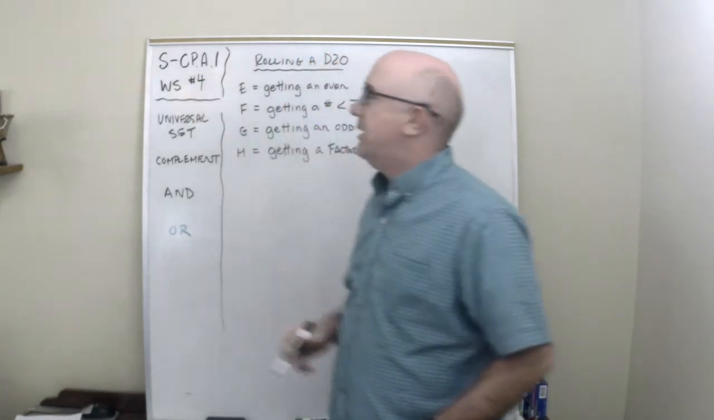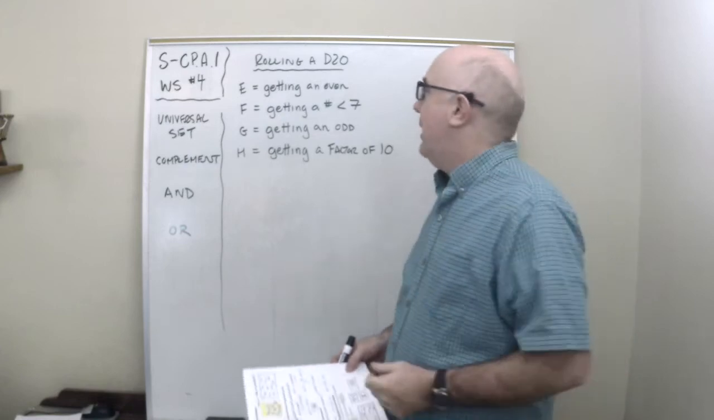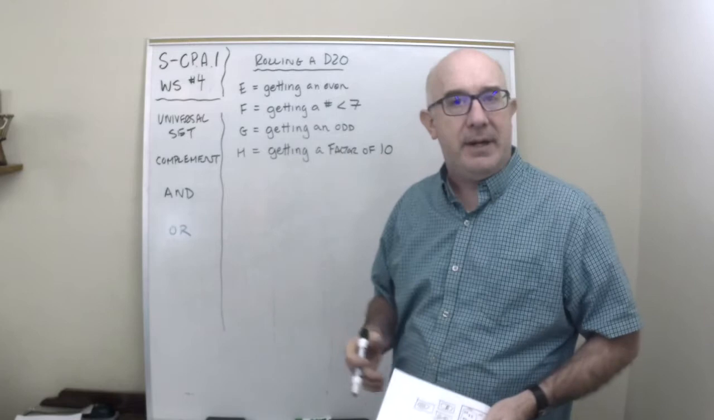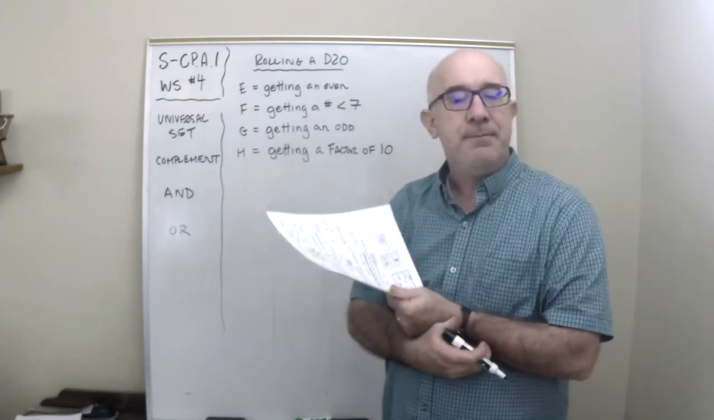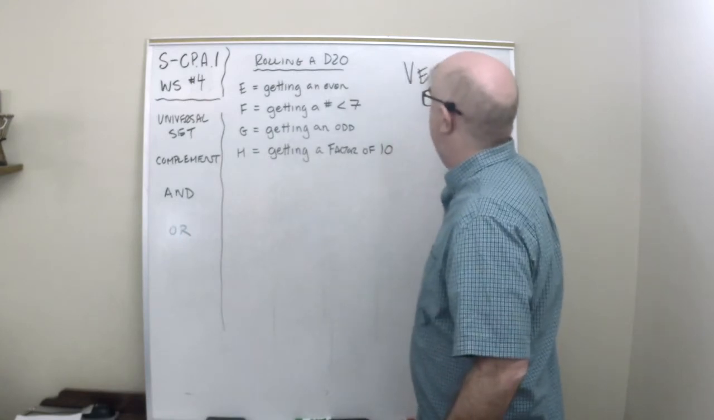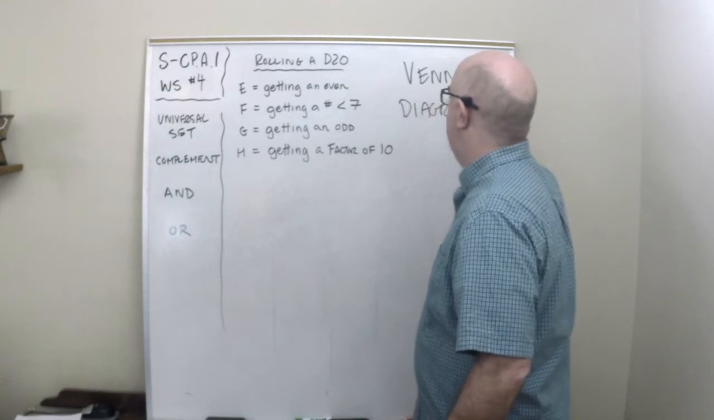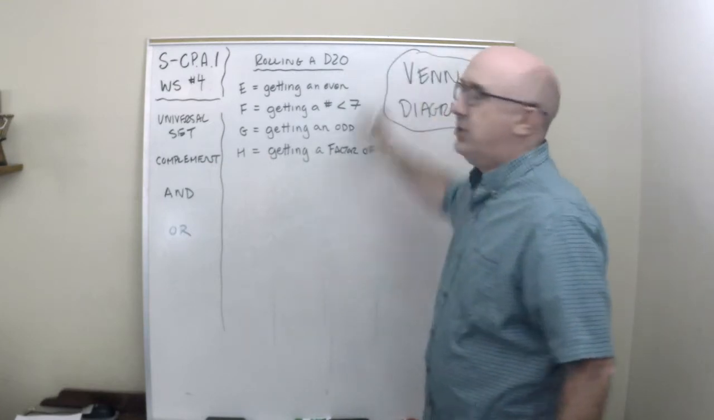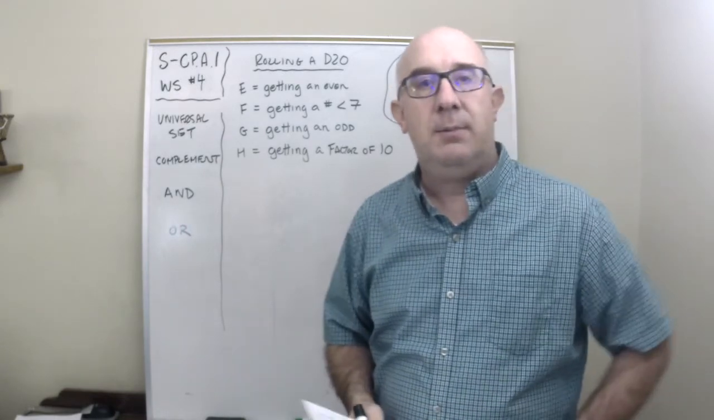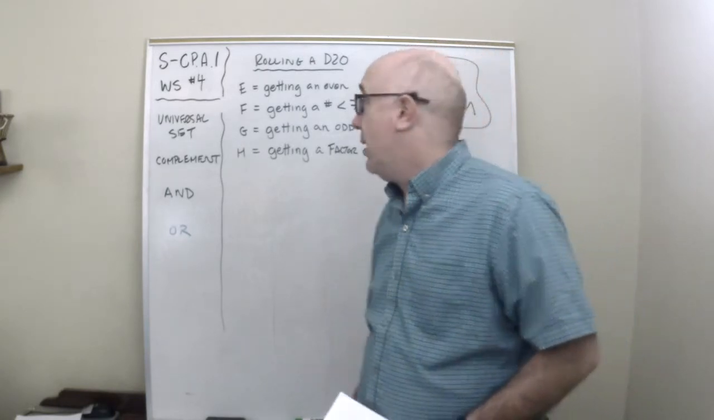Looking at worksheet number 4 of the standard S-CP.A.1, and we're still developing this idea of just basic probability, sample spaces, organizing our ideas. And we're introducing what is called the Venn diagram. Now the Venn diagram is a very helpful way to organize relationships when it comes to probabilities. And so we'll cover a number of items here and maybe over a couple of videos to do it.